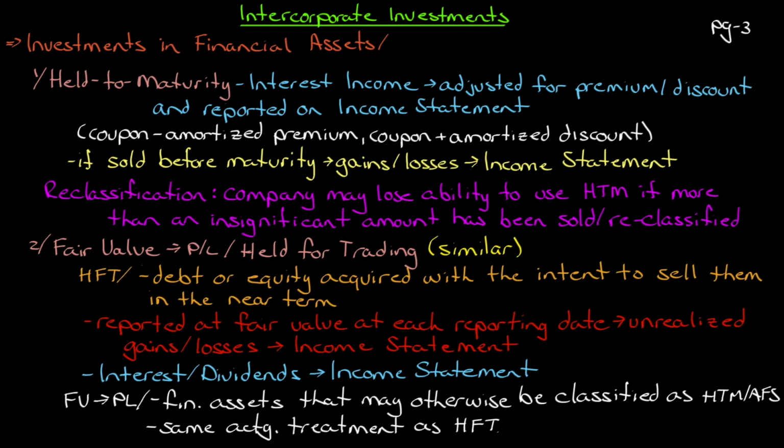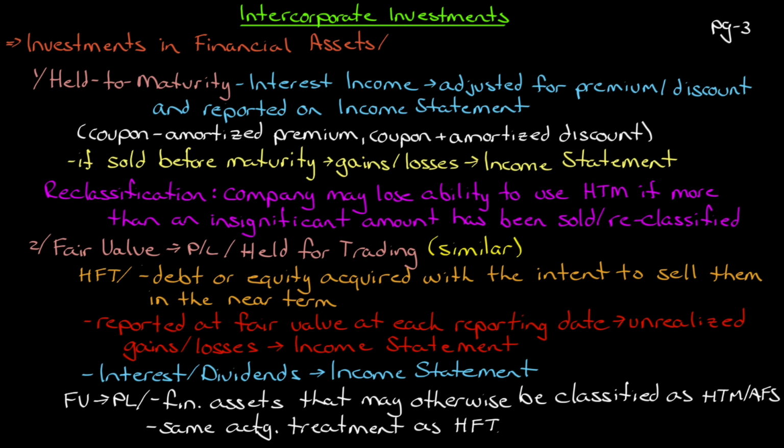Let's go on to the next category called held for trading. And held for trading has another category that's very close to it called fair value to P&L. So there's actually two in this category: fair value to P&L and held for trading. They're treated the same way, but they have different definitions of what the security is. So let's deal with held for trading first. After that, we'll understand what fair value to P&L is.